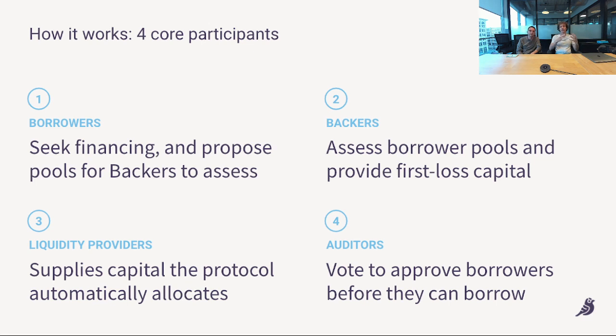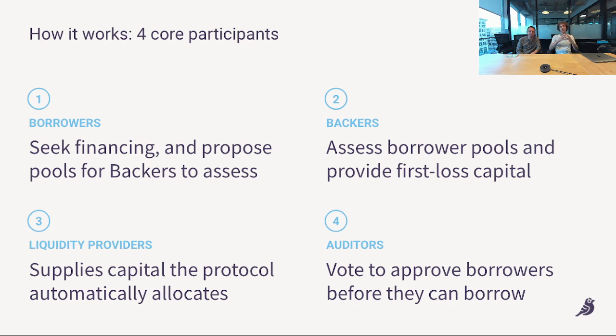The third is liquidity providers. They put capital into a senior pool smart contract. The protocol then automatically allocates capital from that contract into these borrower pools based on the level of consensus it sees from the backers.